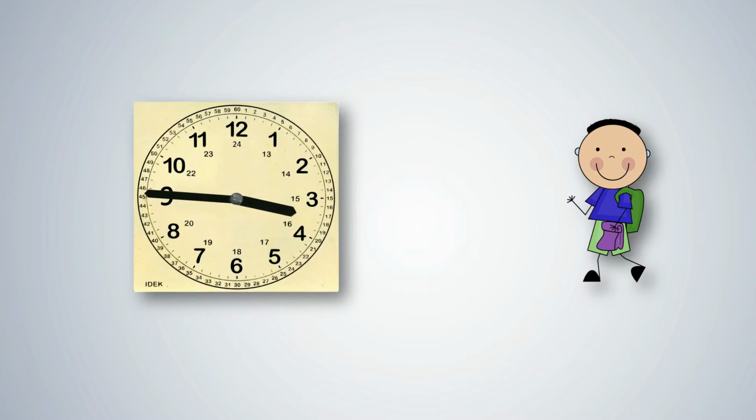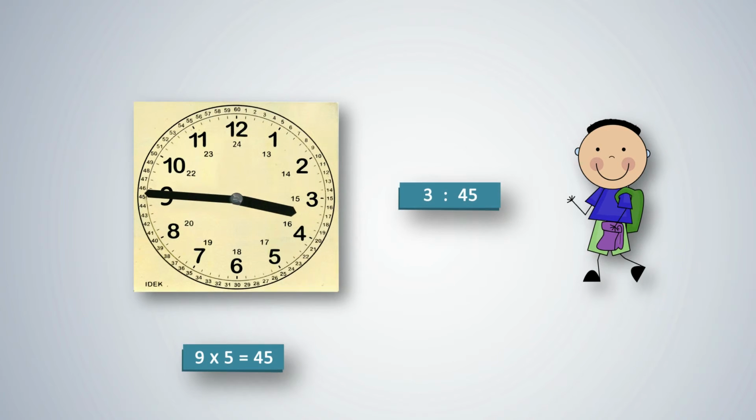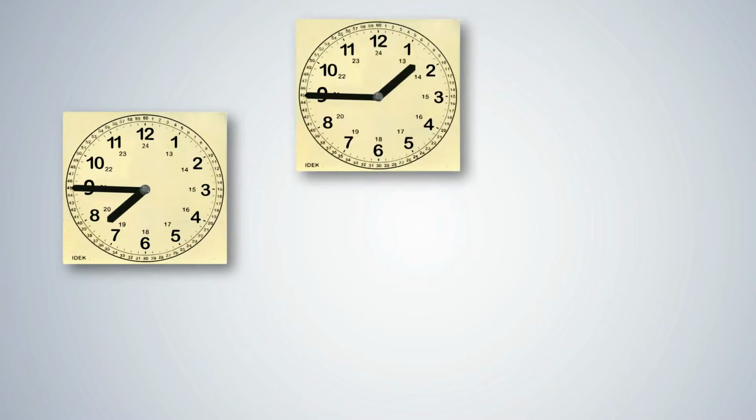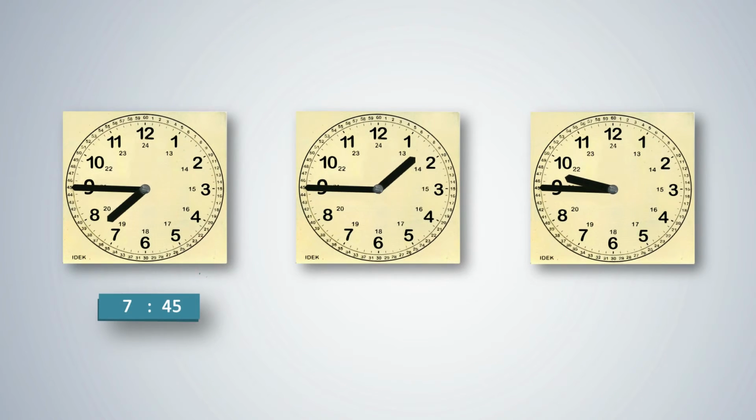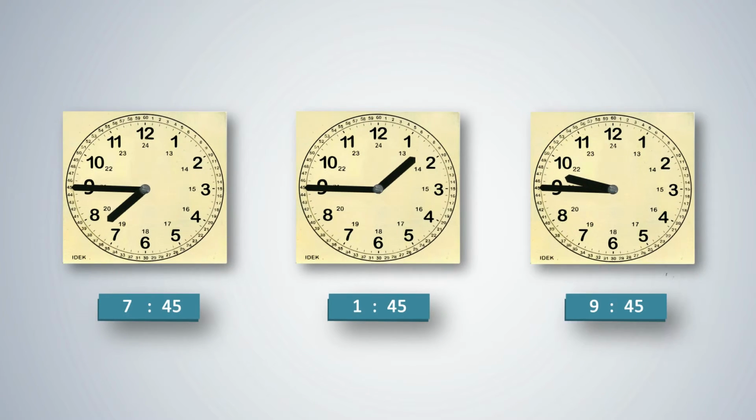When Raju reaches home in the evening, the hour hand is between 3 and 4 and the minute hand is at 9. We say it is 3:45, since 9 multiplied by 5 is 45 minutes. It is also 15 minutes before 4 o'clock. So, we can say it is quarter to 4. Ask students to show 7:45, 1:45 and 9:45 on the clock.